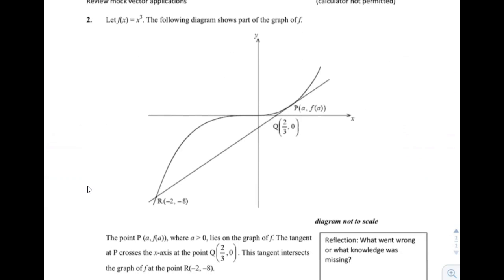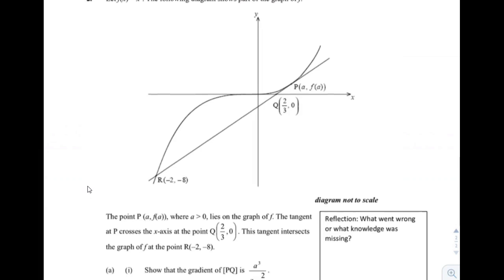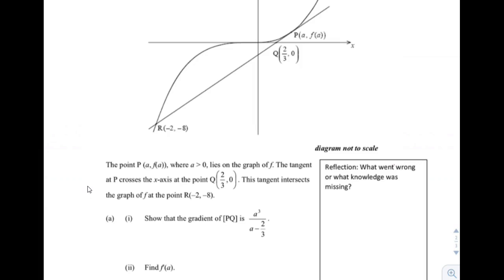Let f of x equal x cubed. The following diagram shows part of the graph of f. So basically we have a tangent line right there. It touches the graph at this one point, and the coordinates are a comma f of a. So we don't know what the coordinates of the tangent line are yet. The only thing that we do know is that the tangent line cuts the x-axis at the coordinate Q, and it cuts the function again at the coordinates negative 2 comma negative 8.